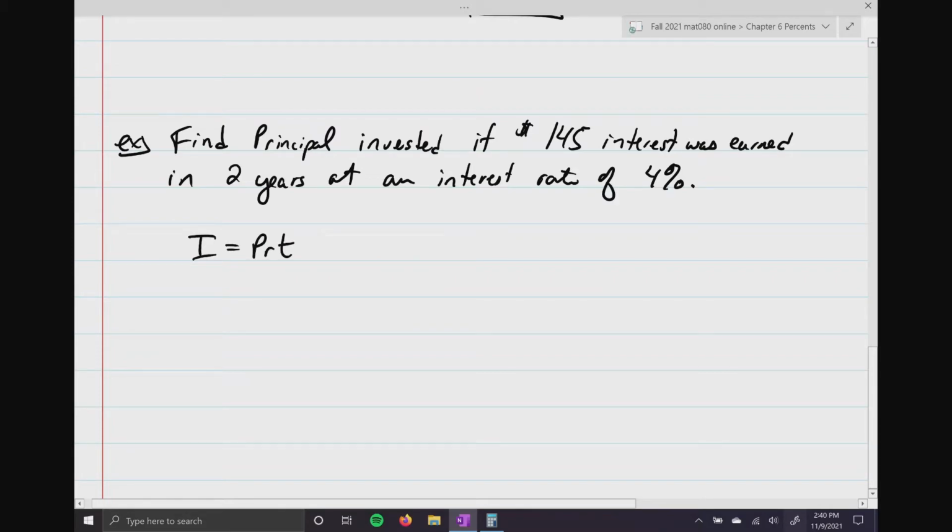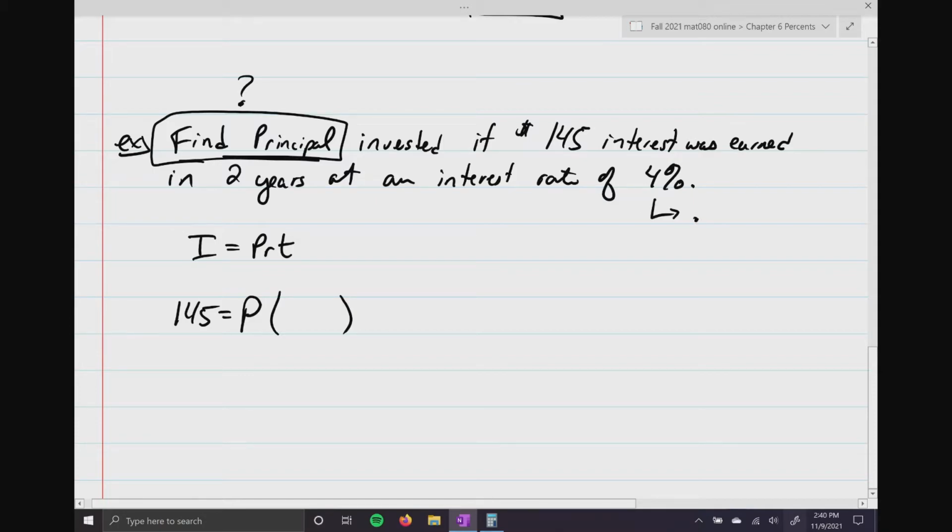All right. Unfortunately, we don't know the principal. So we're just going to do our substitution. We know the interest was $145. The principal, we have no idea. Our rate is 4%, but we need to convert that to a decimal, so it's going to be 0.04. And then the time was 2 years. So I'm just going to take 0.04, multiply it by 2, and that's going to give me 0.08, so 145 equals 0.08 times P.